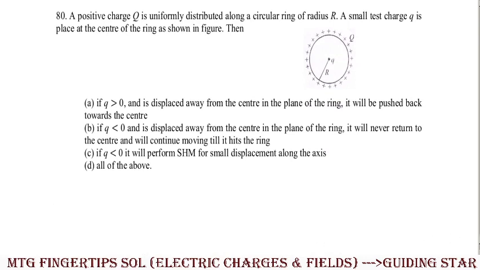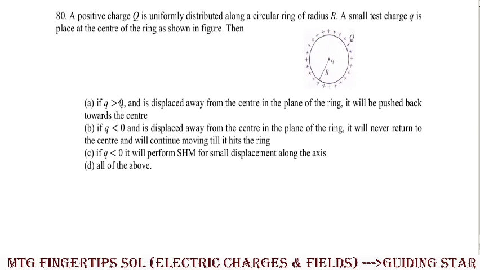Okay, so here in the last question of this particular lecture, question number 80, a positive charge Q is uniformly distributed along the circular ring of radius r. जैसे फिगर में शो किया गया है वैसा ही है केस, पॉजिटिव चार्ज यूनिफॉर्मली डिस्ट्रीब्यूट हुआ है. A small test charge q is placed at the center of the ring as shown in the figure. Then in this particular case, which one will be correct?